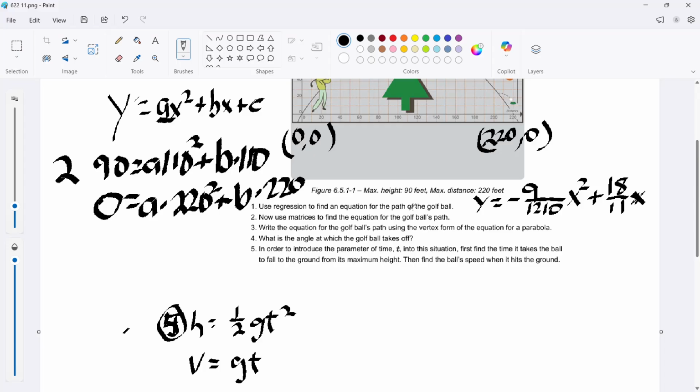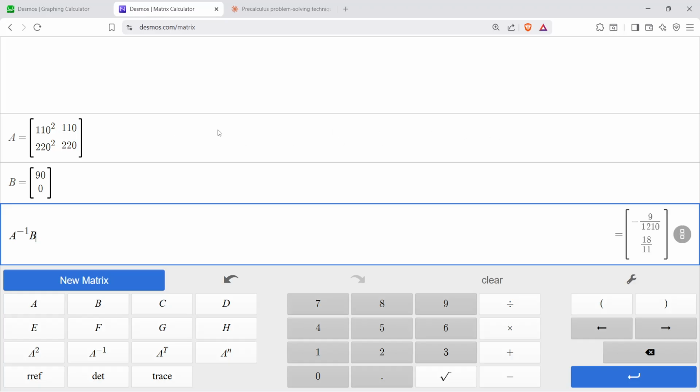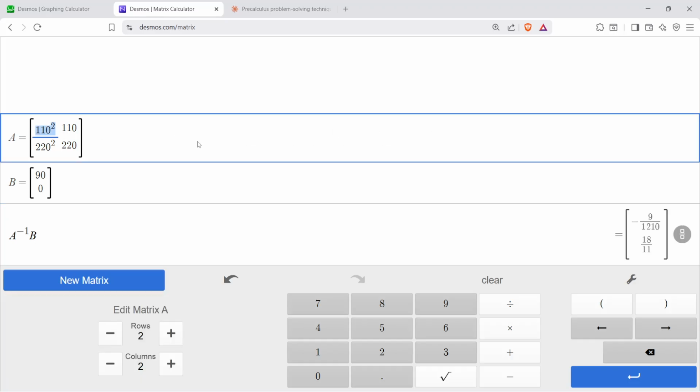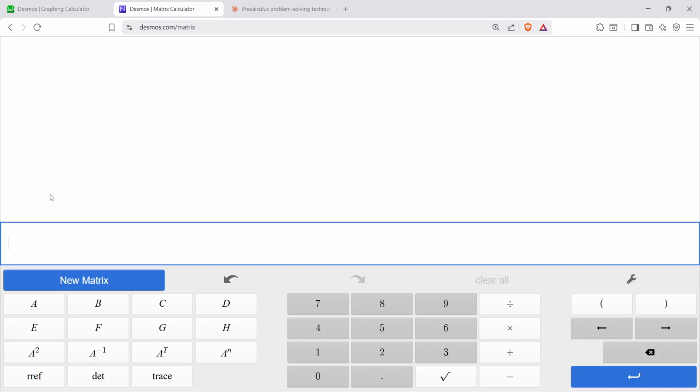And then I can put those into a matrix. I'm going to take 90 and 0 and make that into a 2-by-1 matrix, and then put these values, 110 squared 110, 220 squared 220, into another matrix, and then I take the inverse of the 2-by-2 matrix times the solution matrix, and that's going to give me the values for a and b. You can do it on your TI. I'm going to do it on Desmos, and then I'll show you.